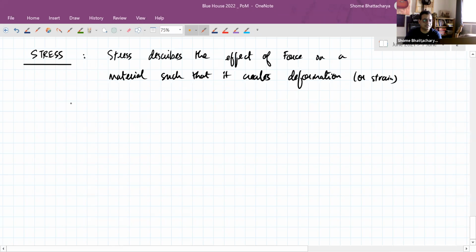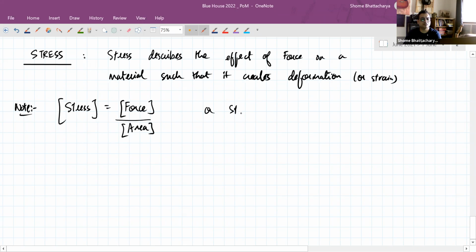Okay. Stress has the dimension of force per unit area. As I told you, the basis of it is force, but it is not equal to force. It depends on the amount of force, okay, stress. So its dimension is force per unit area, or stress is expressed in newtons per meter square.